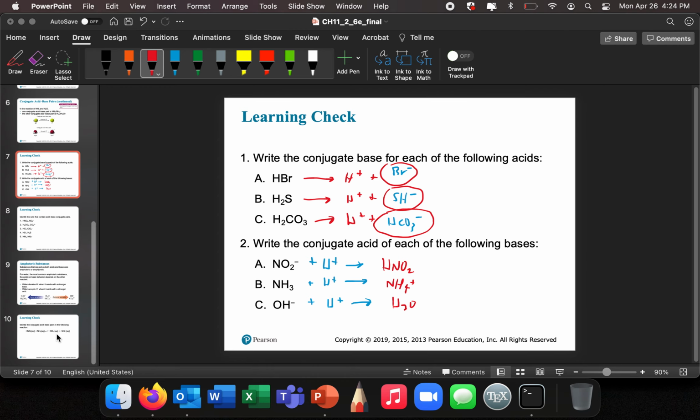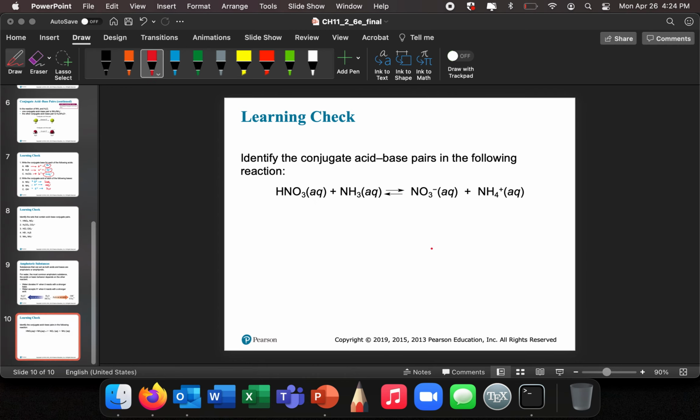All right, so let's close this conversation out with a learning check. Identify the acid-base pairs in the following reaction. Pause the video and make an answer for these and see if it's the same as mine.